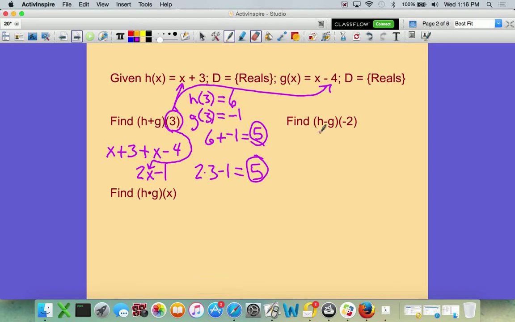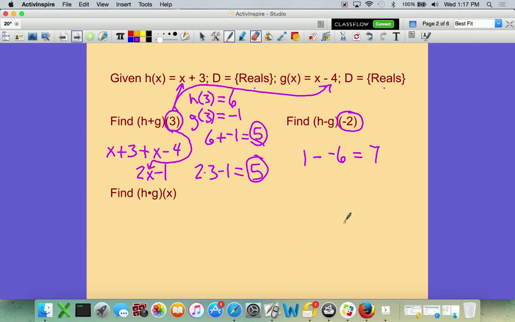Alright, h minus g of negative 2. I'm going to plug my negative 2 in and then solve it that way, but first I've got to check, is it a real number? Yes. Does it work for that too? Yes, so then we're good to go. Negative 2 plus 3 is 1, minus negative 2 minus 4, which is negative 6. 1 minus a negative 6, 1 plus 6 is 7.